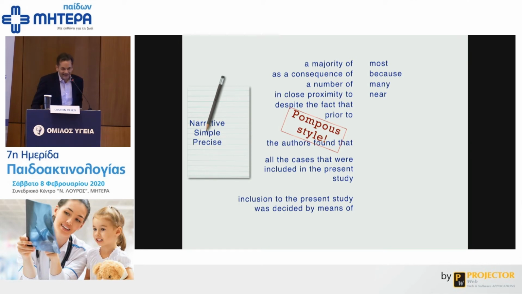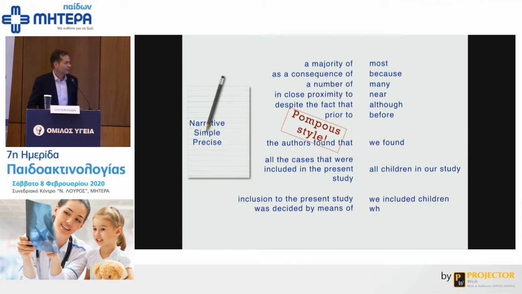"Despite the fact that," "although." "Prior to," "before." "The authors found that," "we found." "All the cases that were included in the present study," "all children in our study." "Inclusion to the present study was decided by means of," "we included children who."